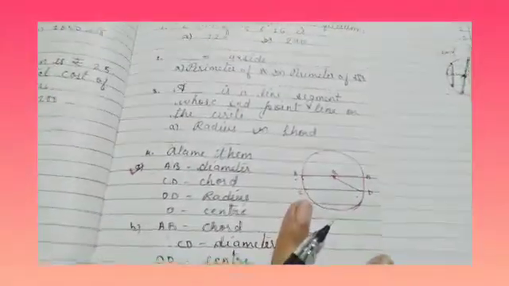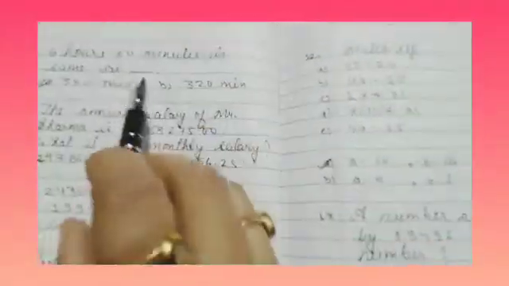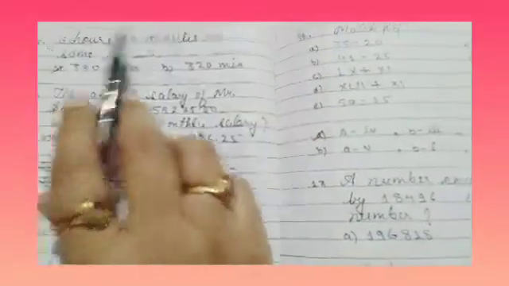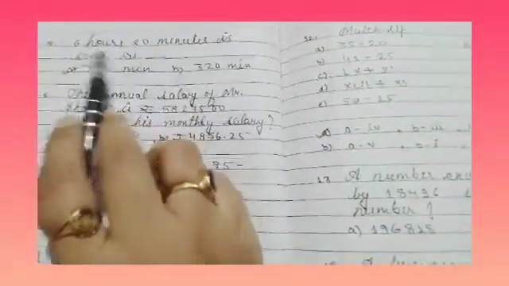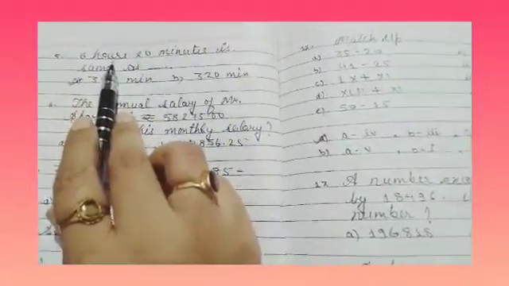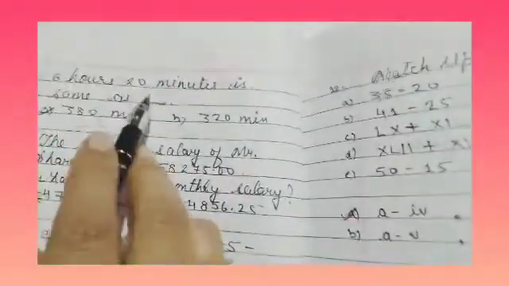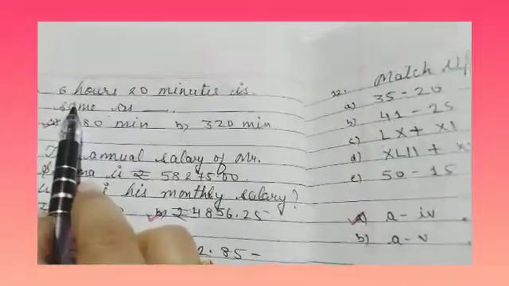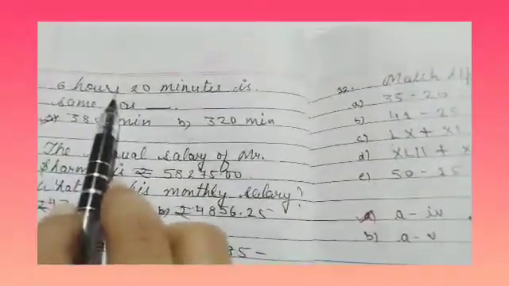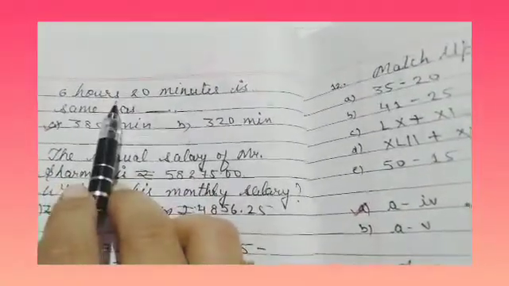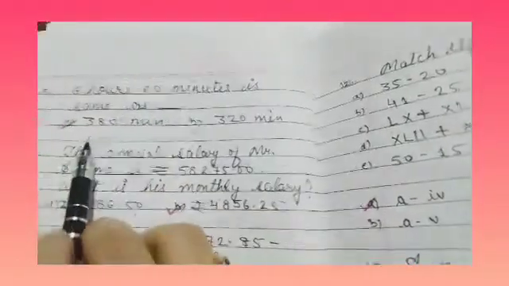Okay children, now next, 6 hours 20 minutes is equal to how many minutes? So 6 hours means we have to convert. 1 hour is equals to how many minutes? So 1 hour is 60 minutes. So 6 hours is 6 6s are 36, and 0 means 360 minutes, and 20 minutes is also there. So we have to add 20 minutes to 360 minutes, so it makes 380 minutes.